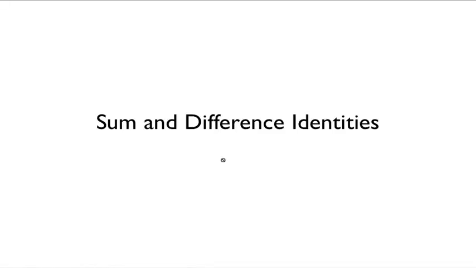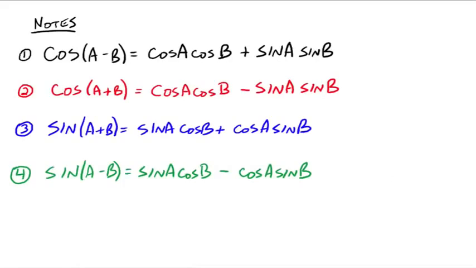All right, this video is over the sum and difference identities for sine and cosine. And so those are these four. Make note: these are the four identities for the sum of two angles, a plus b, and the difference, a minus b. When we take the sine and cosine of the sum or difference of two angles, these are the four identities. So make note, we need to know these four.